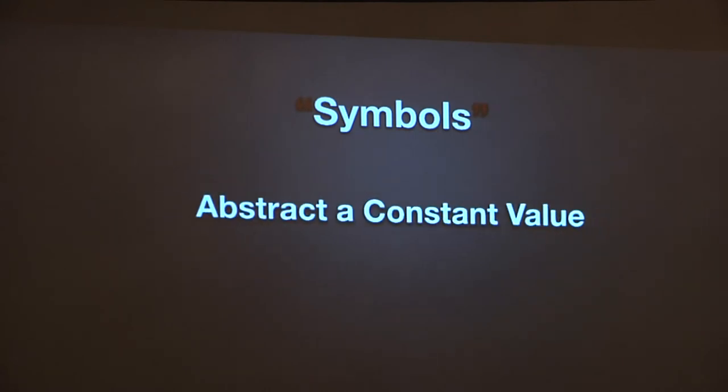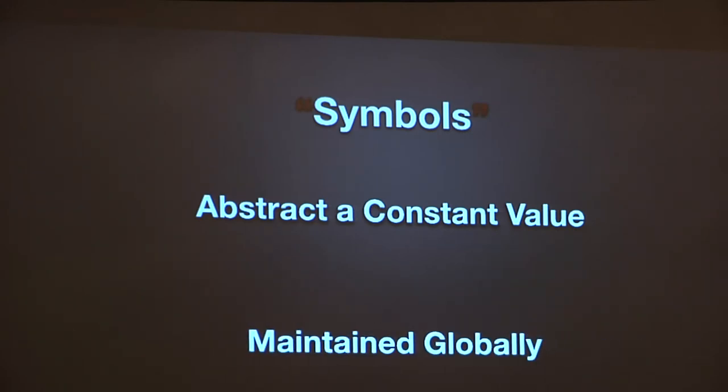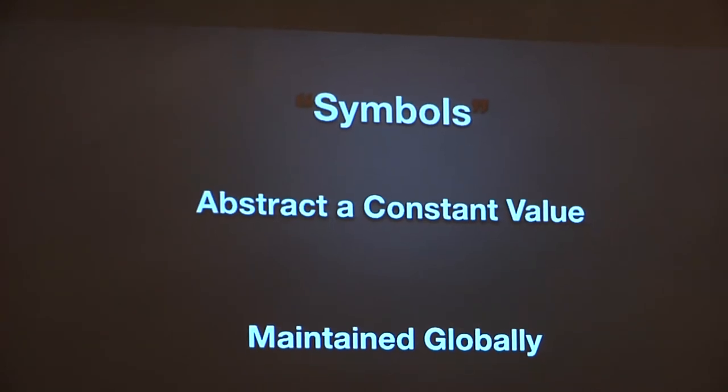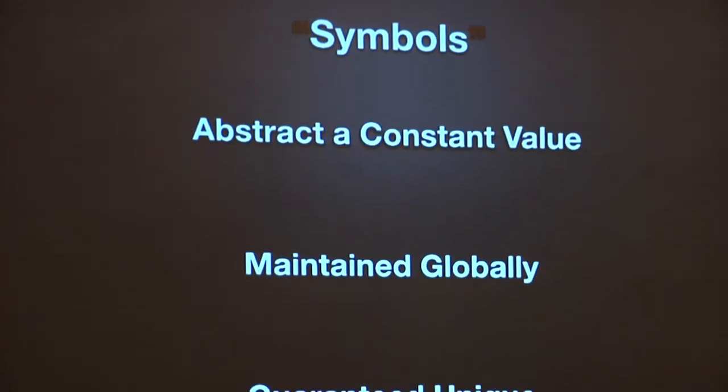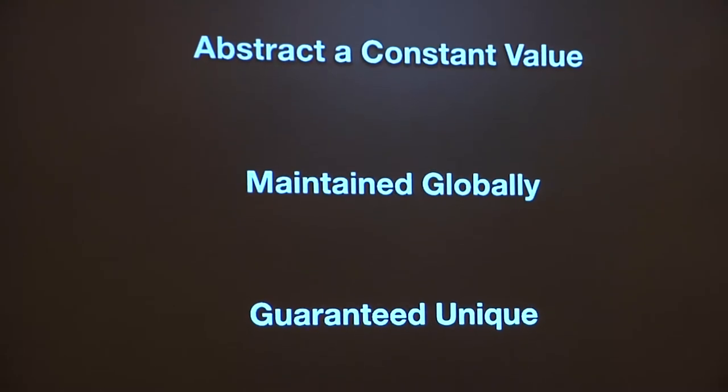All those lines to set up something that you visually are just going to use north and never care about the value. I mean, you could set it to be north is cat, south is dog, and no one would care because all they're going to see is north, right? Ruby gives these for free. It's an abstract for a constant value. Maintained globally, and we'll see that here in a second. And it's guaranteed to be unique. So let's take a look at symbols.